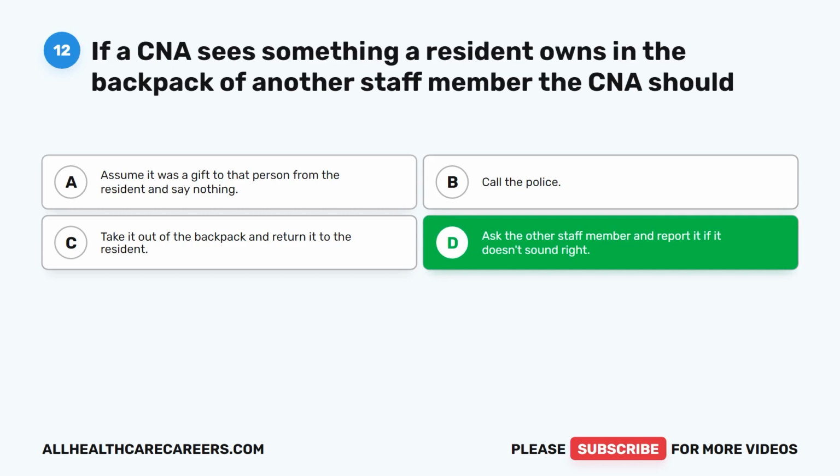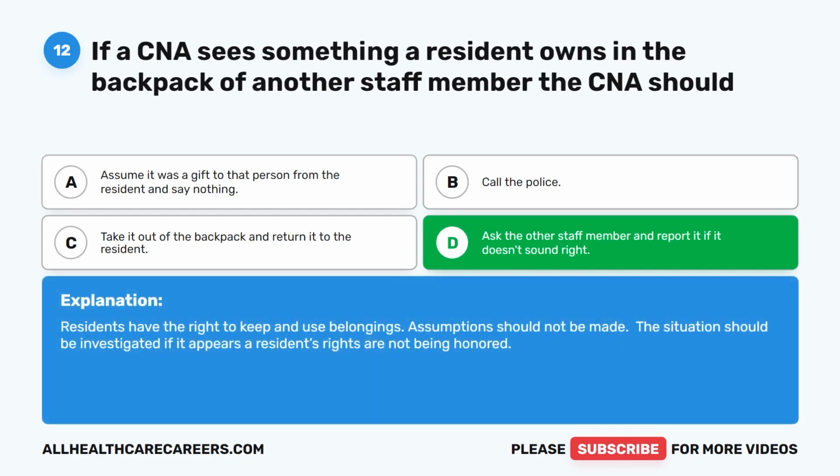Ask the other staff member and report it if it doesn't sound right. Residents have the right to keep and use belongings. Assumptions should not be made. The situation should be investigated if it appears a resident's rights are not being honored.